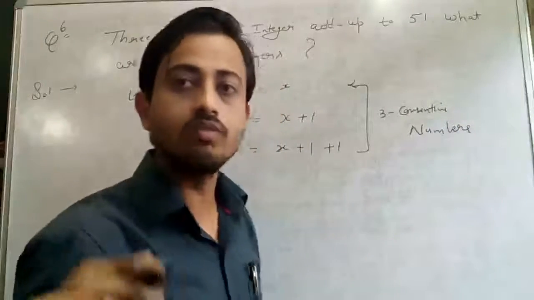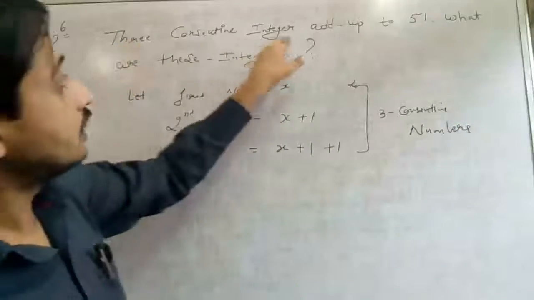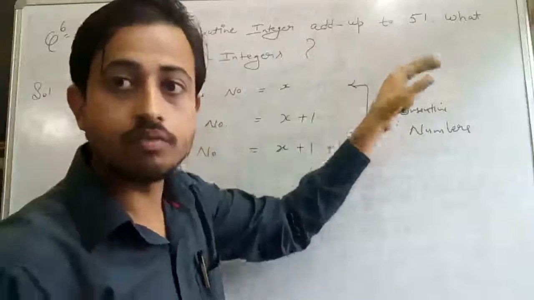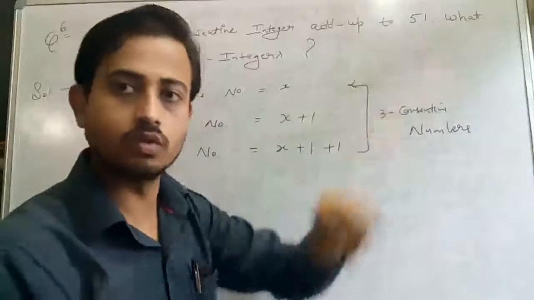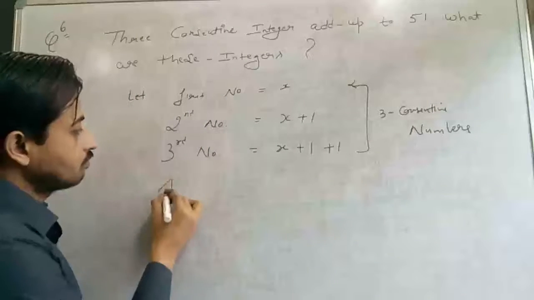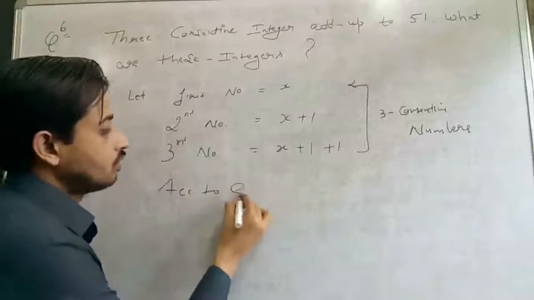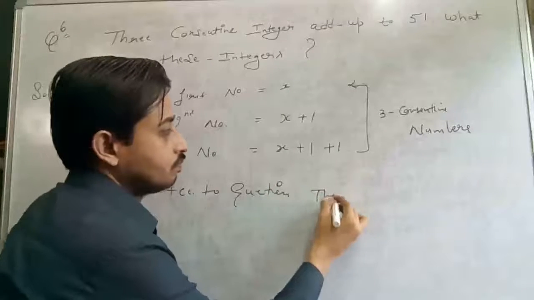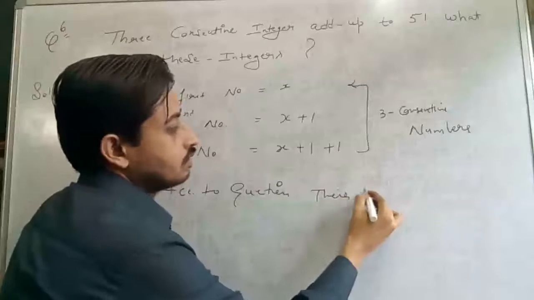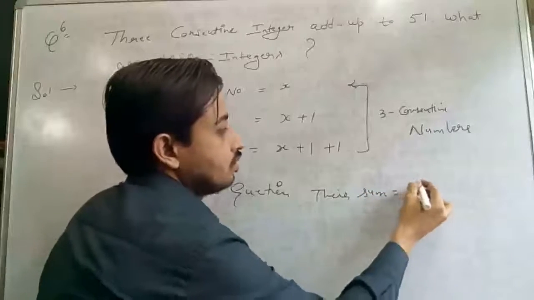These are three consecutive integers. Now, these three consecutive integers add up to give a total of 51. So let's add. According to our question, their sum is equal to 51.